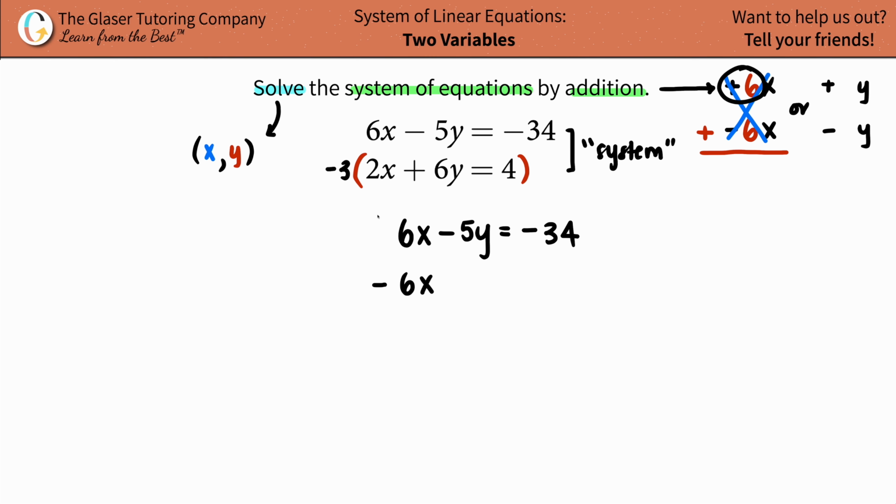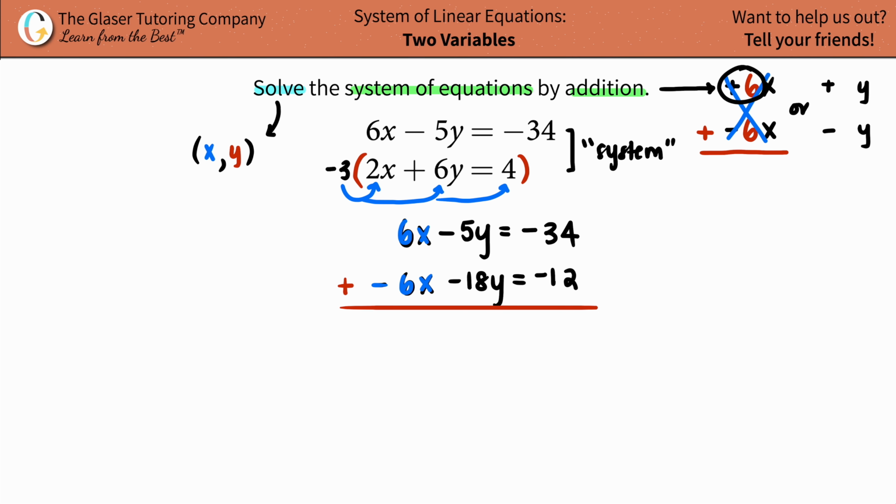So you just got to be fair. If you times this one by negative 3, you got to times all of them by negative 3. So let's go. We got the 6x, and then the negative 6x, and then just keep going. So negative 3 times 6 is a negative 18, and this is going to equal negative 3 times 4, which is negative 12. Okay, let's add them together. That's the addition method.